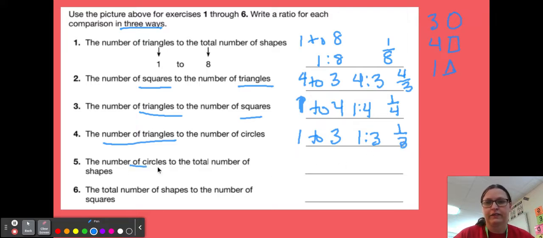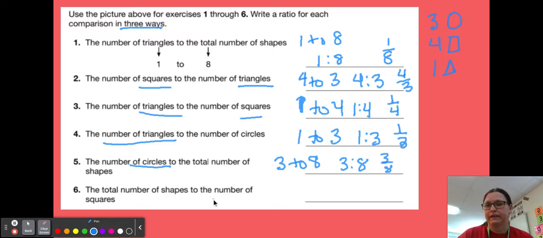Now the number of circles. How many circles? 3. And the total number of shapes? There's 8. Now I can write it several ways. So 3 to 8, 3 colon 8, and 3 over 8.